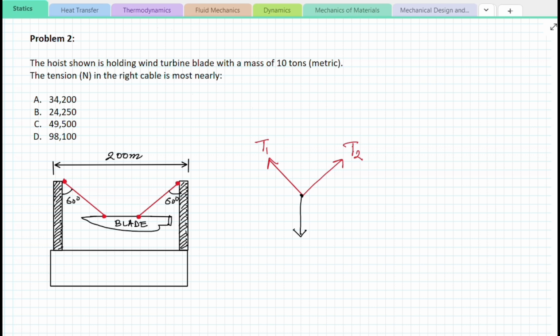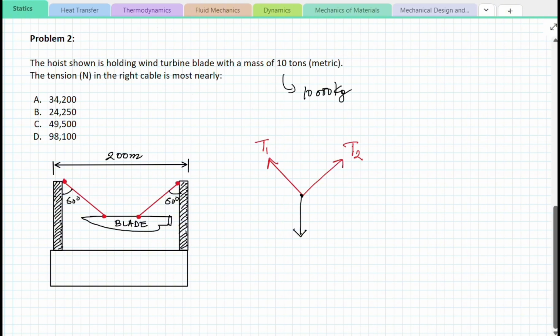So if you're not familiar with the conversion from ton to kilogram, you can pull up the FE reference handbook and search for conversion, and you'll find in the table that in order to convert from ton to kilogram, you'll have to multiply whatever you're given by 1,000. So we're given 10 tons here. So to convert that to kilogram, that'll give us 10,000.